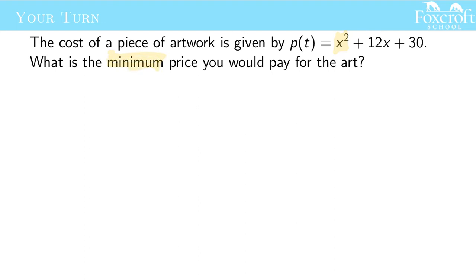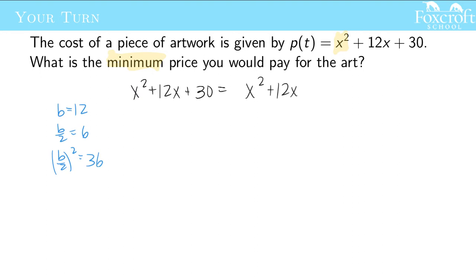So we're going to start off with x squared plus 12x plus 30. We take our 12, we divide it by 2, we square it, we get 36. So now we have to add 36 to create our perfect square. But we also have to subtract 36 to make sure we don't change what function we're talking about.